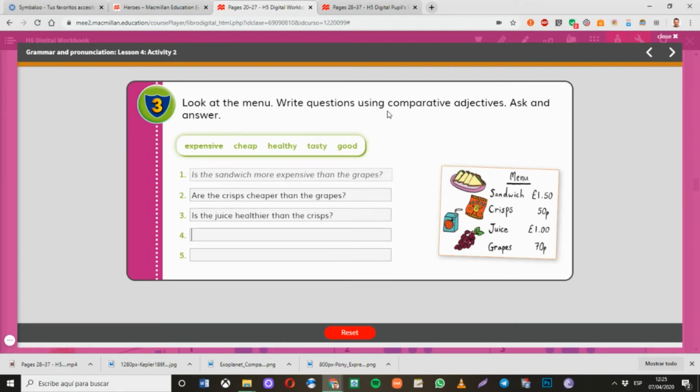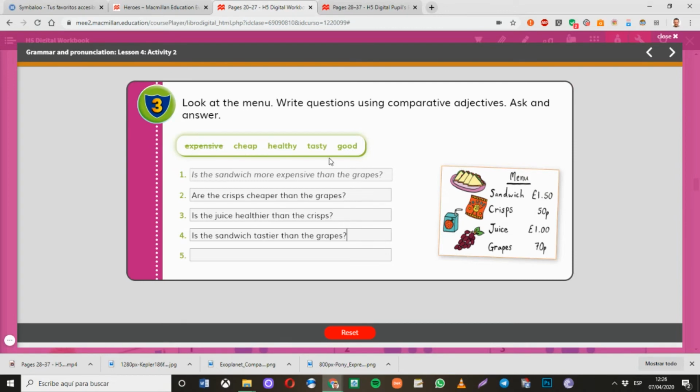Next one, tasty. We have to build a sentence with tasty in comparative form. So I will say, for example, is the sandwich tastier than grapes? Yeah, for example. In Spanish that would be, ¿es el sándwich más sabroso? ¿Tiene más sabor que las uvas? That would be a difficult answer. Yeah, what would you say? Yes or no? I don't know. Depending on the sandwich, yeah? I don't know. Okay.